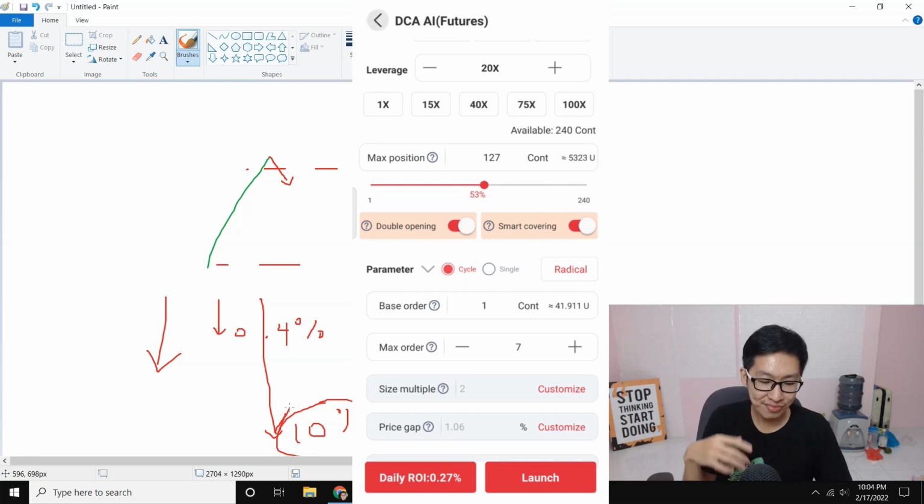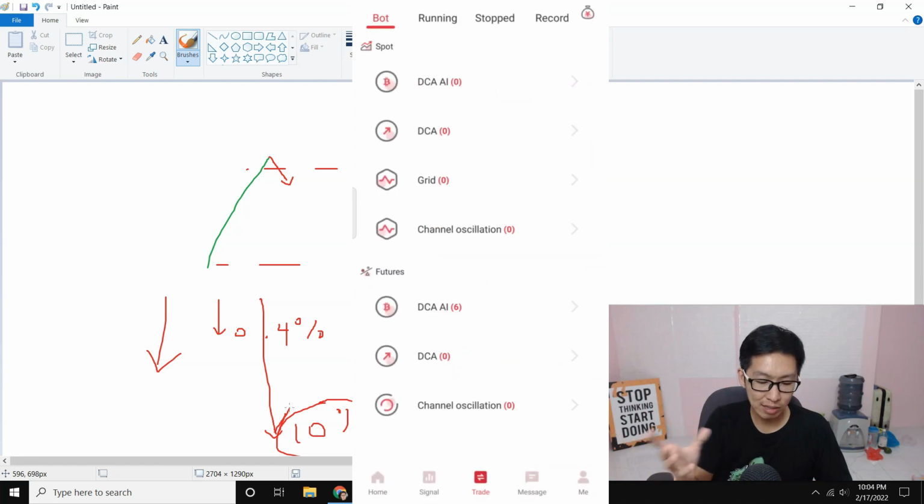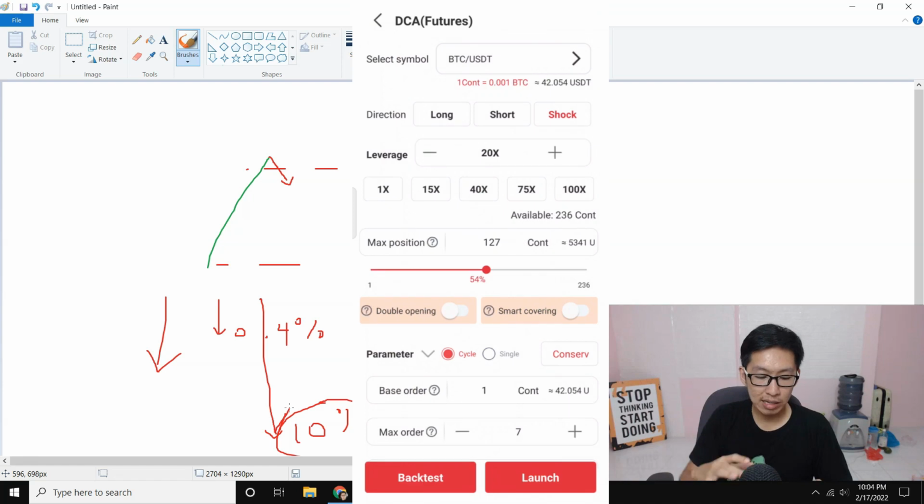Okay, guys? Now, if you want to set the settings that I just told you, you can go to DCA. And here you can play around with all the settings. You can customize everything here. You can choose the coin. If you are professional already, you can choose a specific direction. If you believe that direction will go long or short, you can choose that here.